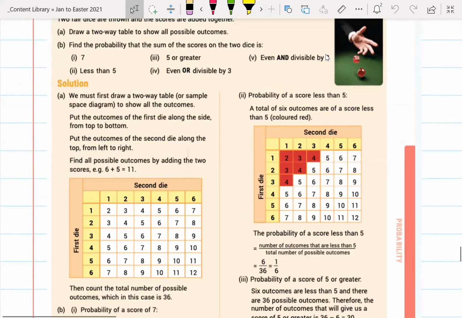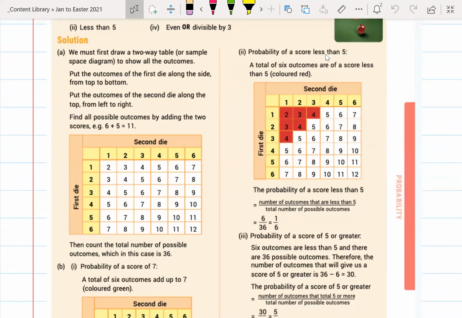Okay, let's have a look first of all at the two-way table. So that's how you do a two-way table for that. You have the first die here, or the second die, whichever, it doesn't matter actually, 1 to 6. They're the outcomes on both dice. And then you add them. So for instance, if you roll a 4 and a 5, when you add them together, you get a 9, of course, okay?